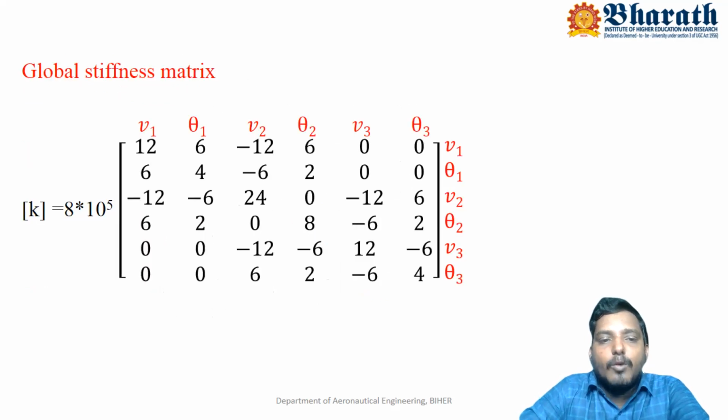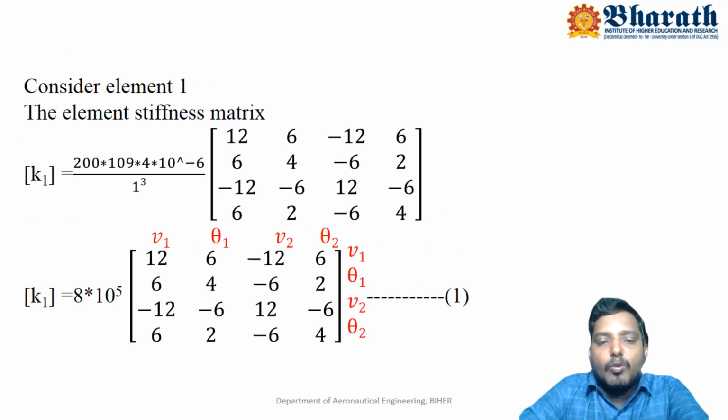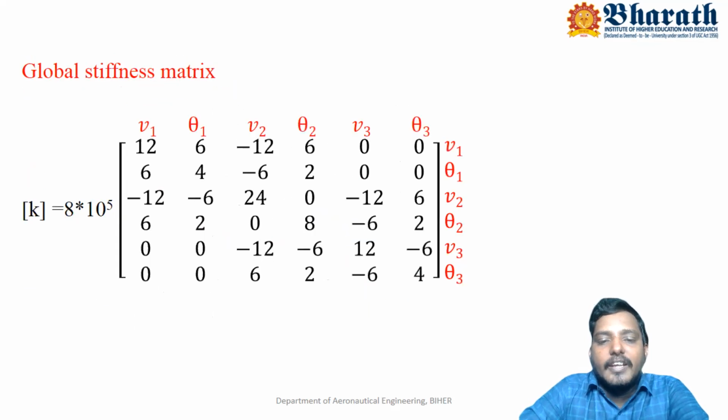The same way we have to assemble your global stiffness matrix. If you see that the V2 combination is minus 12, then how will we get it? If you see equation 2, the V2 combination is minus 12. Then go for equation number 1. There is no combination of V2. Therefore, it will be minus 12 only. The same way we assemble, and we will get your global stiffness matrix.